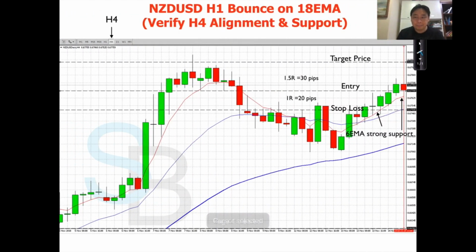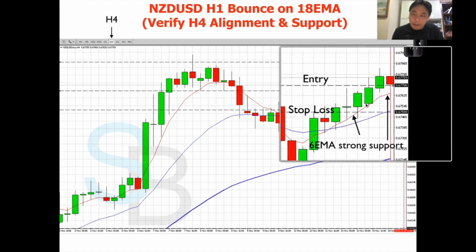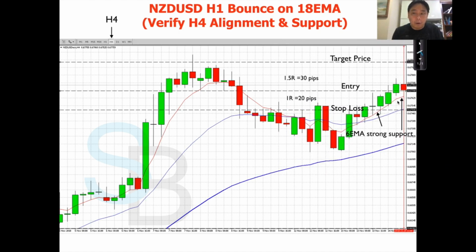So go to H4, and I can see again a clear uptrend on H4, moving averages aligned. Next, on H4, is my stop loss below a strong support as well? So again, I've drawn my entry price, my stop loss, and my target price over there. And I can see that on H4, my stop loss is below this red line. This red line over there is the 6 EMA on H4. And again, am I confident that it will hold and the price will not break and hit my stop loss?